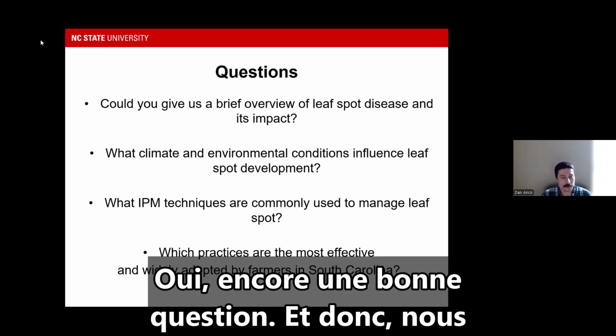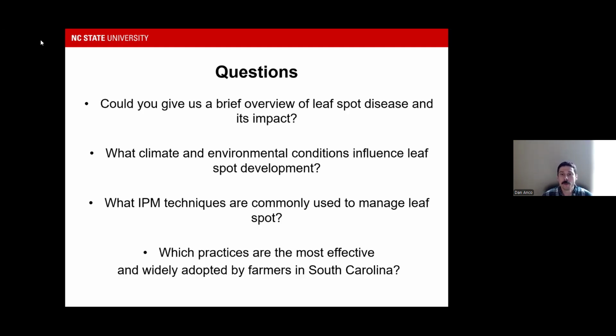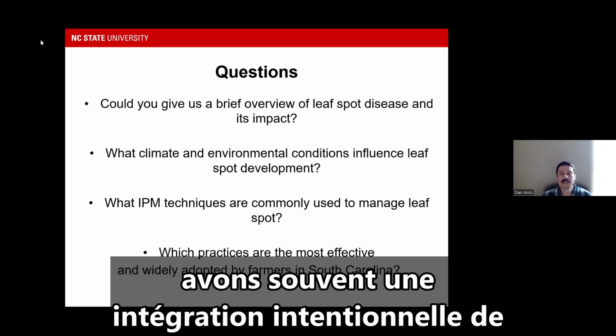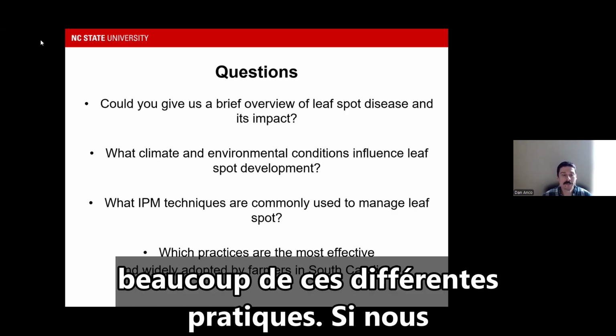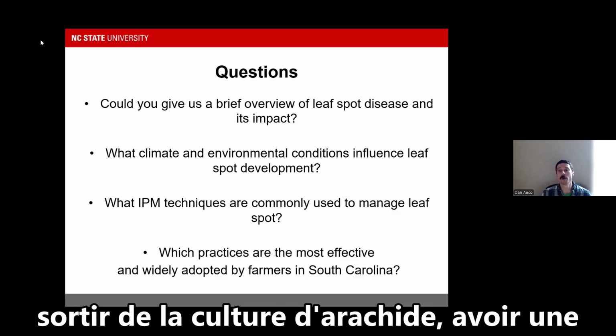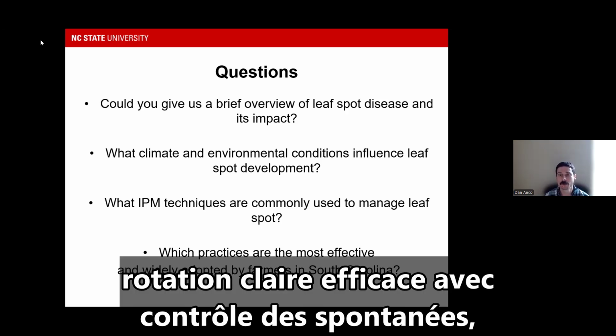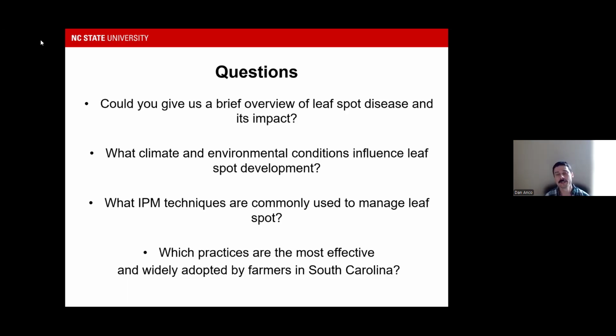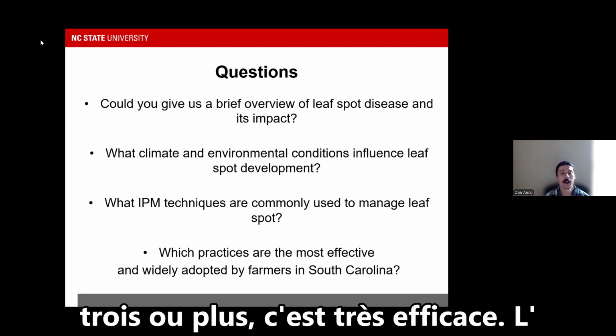Yeah, another good question. And so we often have an intentional integration of many of these different practices. Now, if we only needed to pick a couple of them, rotating out of peanut, having an effective, clear rotation with volunteer control out of peanut for several years, three or more, that's very effective.